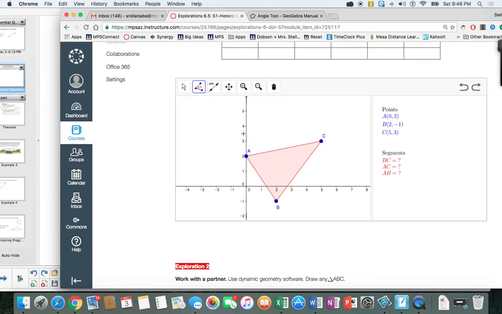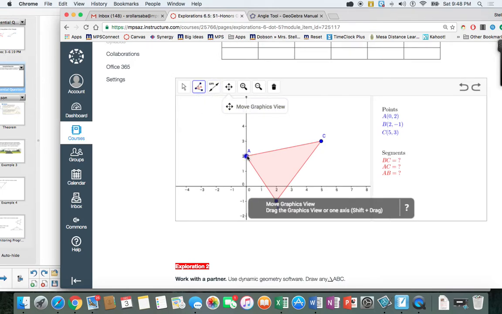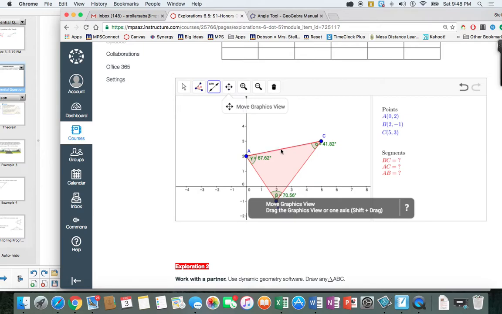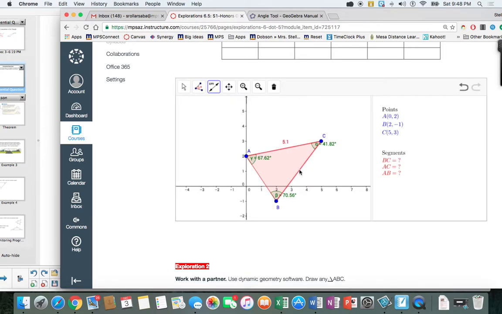I'm going to find the measures of all the angles, so I'm going to use my angle measuring tool. Now I'm going to measure all the sides. Right now I see that the largest angle, 70.56, is opposite the longest side, which is 5.1.